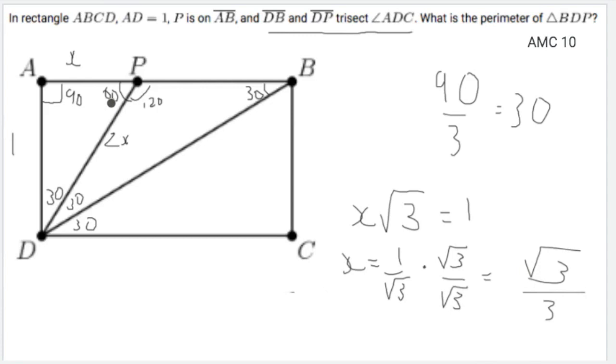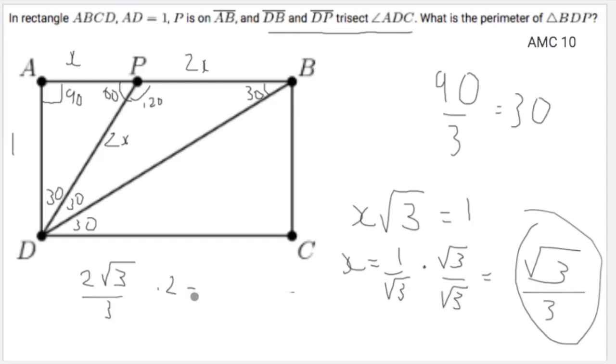And now if x is equivalent to that, we know that DP is just double that. And we know DPB is an isosceles triangle. That means two of the sides are the same, which means PB is the same as 2x. So now, to find 2x, this is x, so we're going to multiply this by 2. 2 times the square root of 3 over 3. Now that's DP. You multiply that by 2 to get DP plus PB, and you get 4 times the square root of 3 over 3.